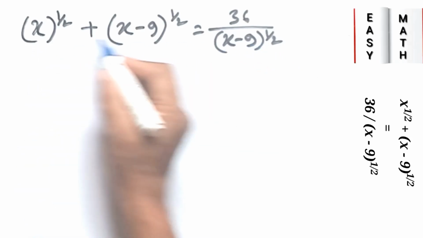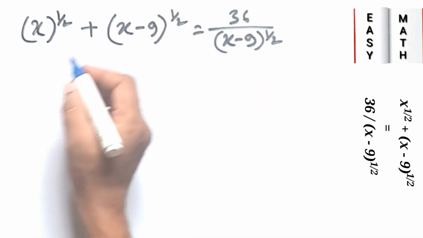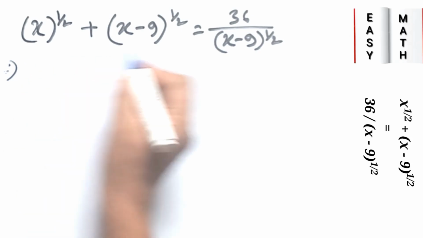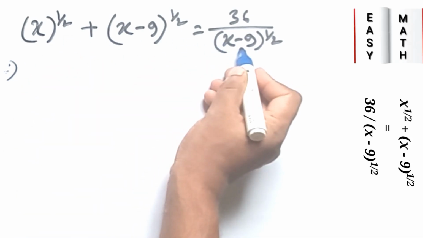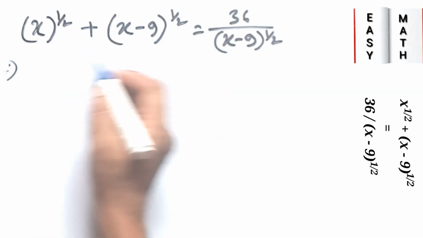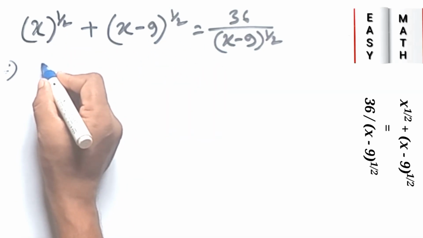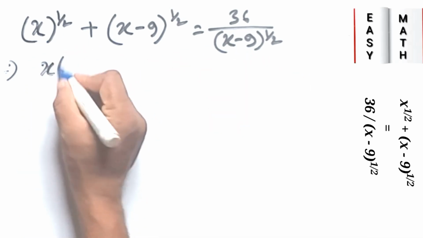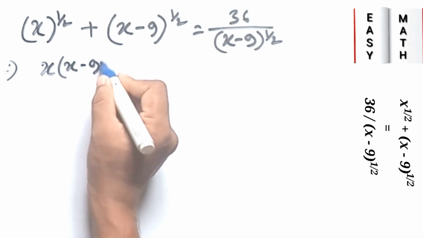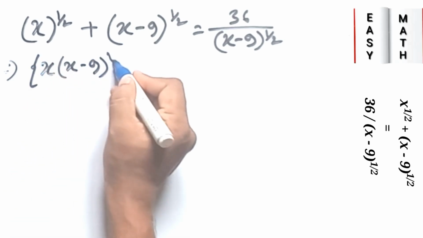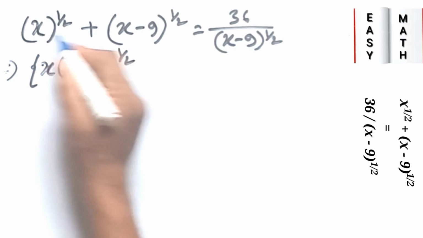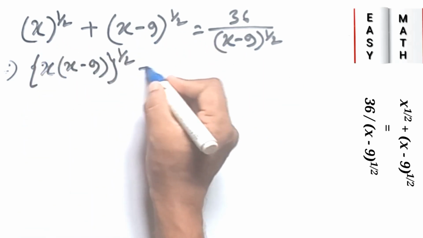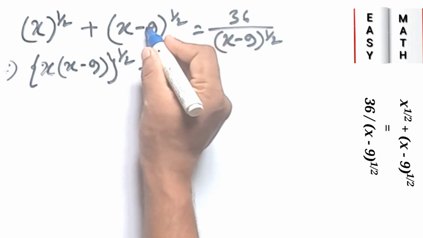From this equation, find out the value of x. How? First, we multiply this here, so we can write the x. This is the x minus 9. So this is the half. Multiply this and this into this.